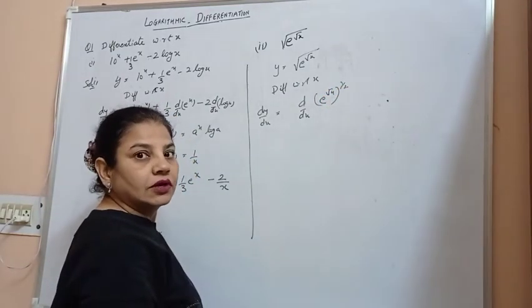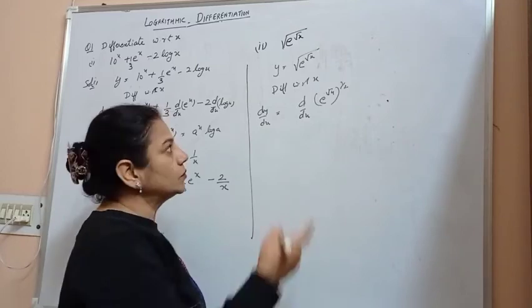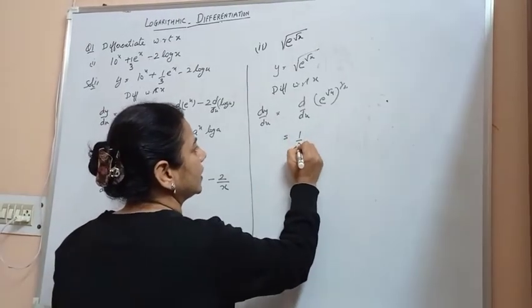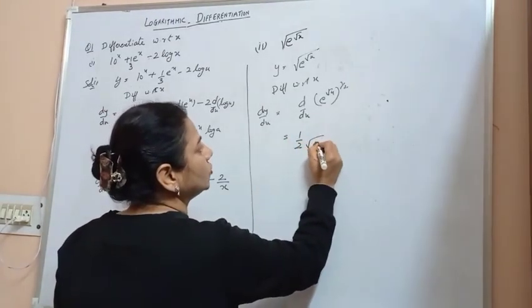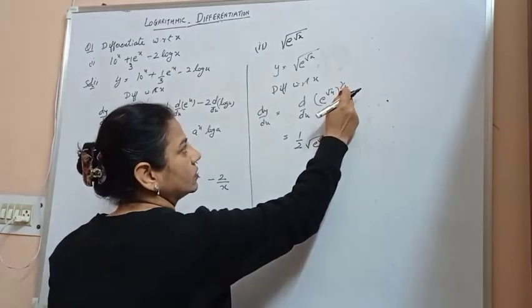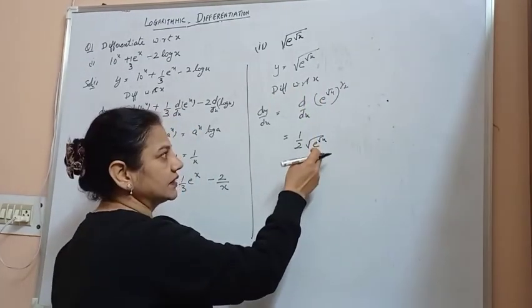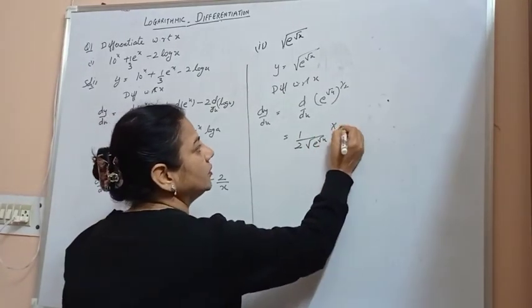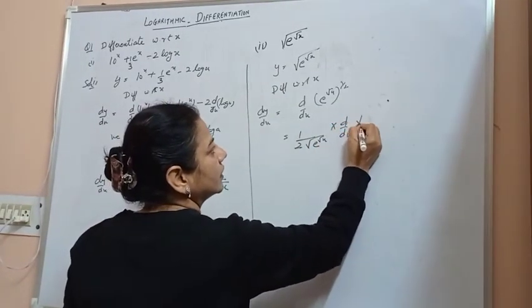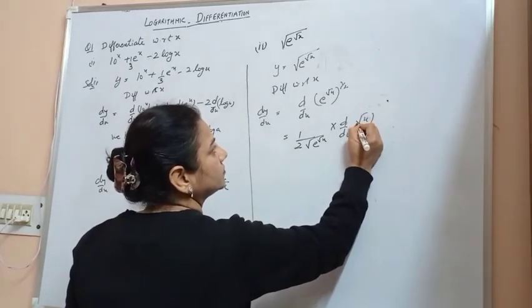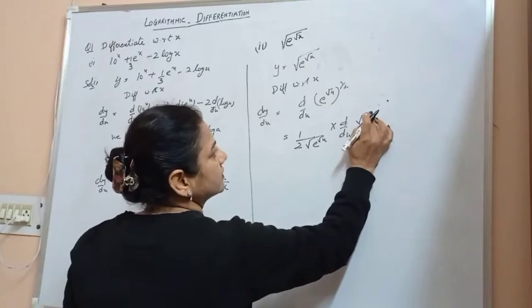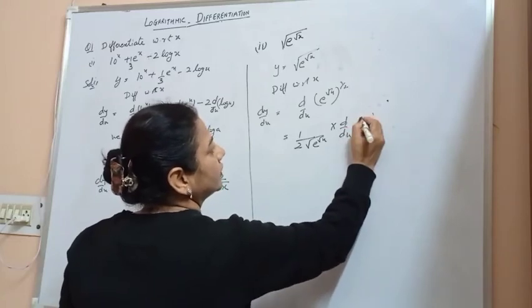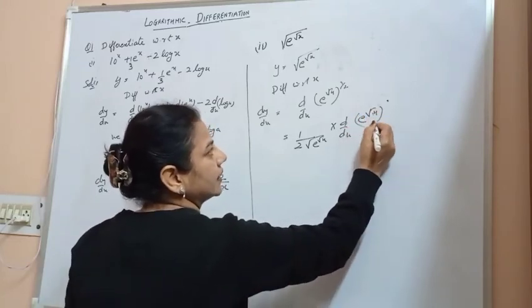Half. Now we apply the power formula. So the power comes forward. I get half under root e to the power under root x, because half minus half, then minus half gives me the positive of under root of e to the power x into the derivative of under root x, chain rule, into the derivative of e to the power under root x.